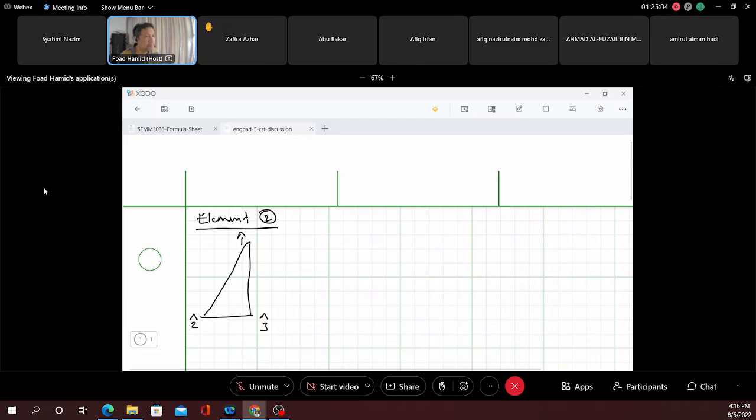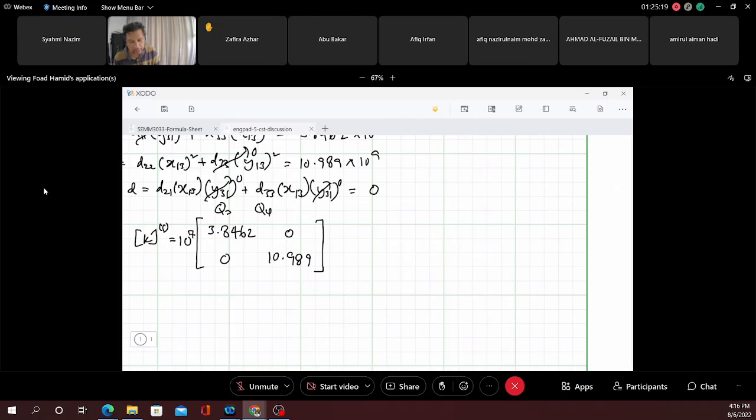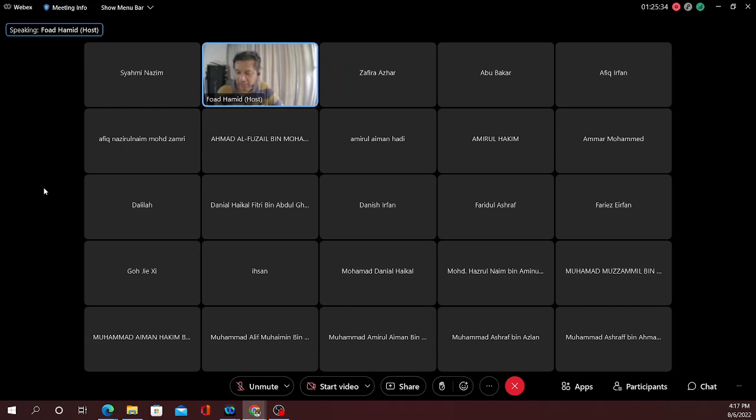Yes, Zafira, any question? Doctor, I want to ask about the C and D, how can they be equal? I didn't understand earlier. Okay, for element number 1, why are C and D equal? Based on the formula sheet. Take a look at the formula sheet. Okay, let me kill this PDF reader and reshare this.